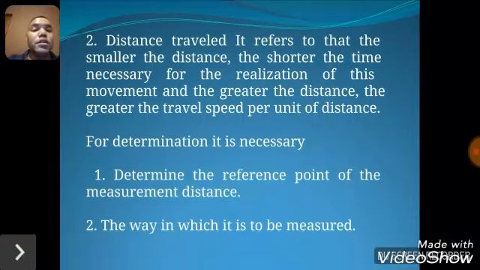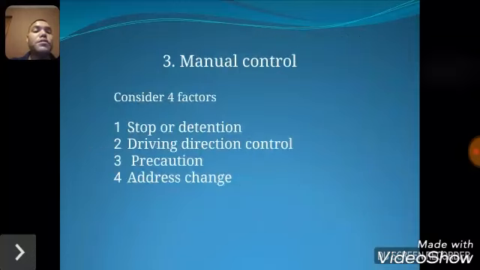Number 2. Distance traveled. It refers to the fact that the smaller the distance, the shorter the time necessary for this movement, and the greater the distance, the greater the travel speed per unit distance. For determination, it is necessary: Number 1. Determine the reference point of the measured distance. Number 2. The way in which it is to be measured.